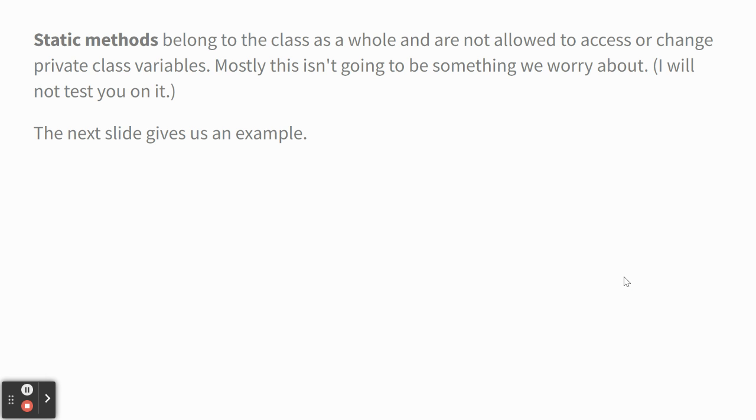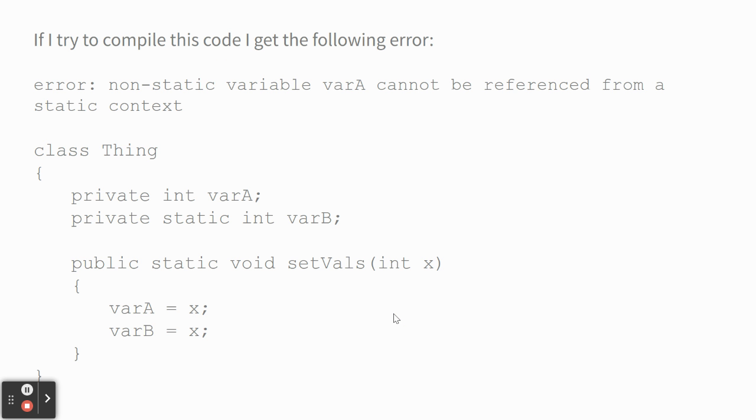So, slightly different things, shifting gears. A static method belongs to the class as a whole, and it's not allowed to change or access private class variables. Mostly this is something you're not going to have to worry about, but on the AP test, there might be a multiple choice question that quizzed you on this, and I wouldn't let it stress you. But here's an example. We have a class called Thing, private int varA, private static int varB, public static void setVals(int x). We try to set both these variables to x.